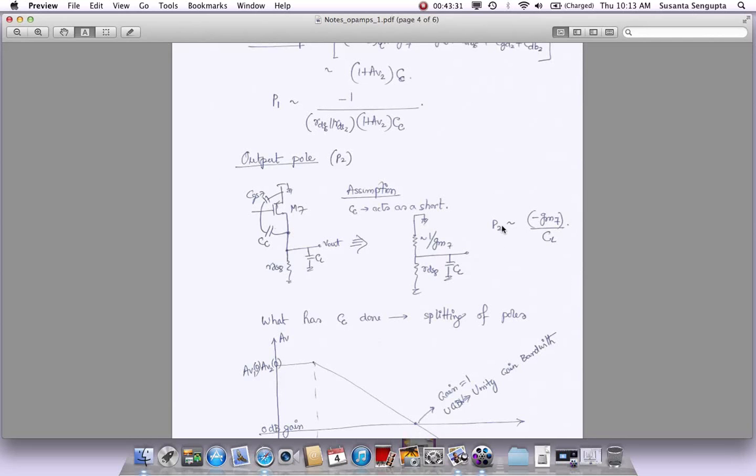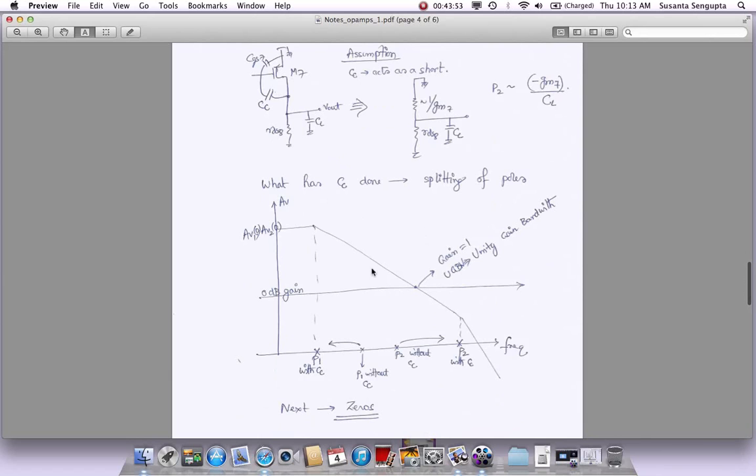This is another thing where a lot of people make mistakes: this does not give you a value in hertz, this gives you a value in radians. So you have to convert it to hertz. It's radians per second rather than hertz, so you have to include the 2 pi.